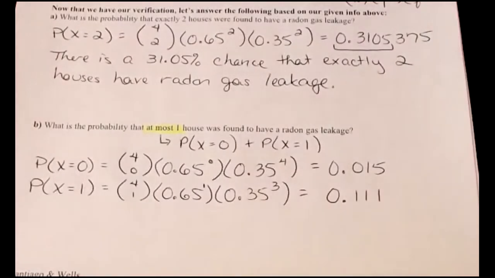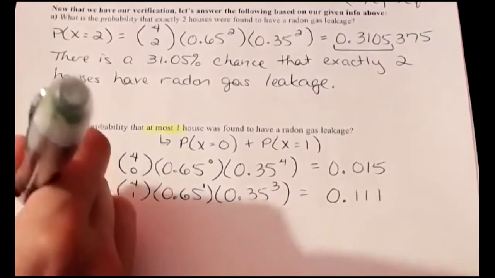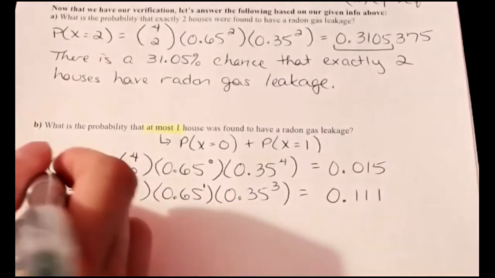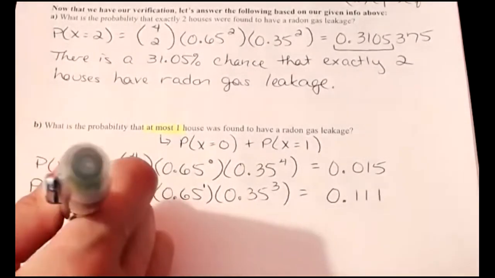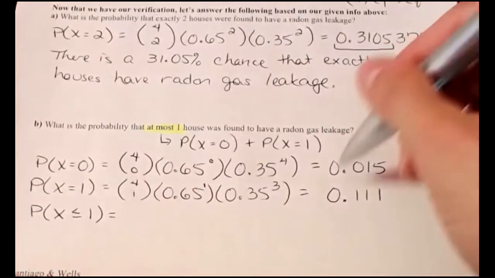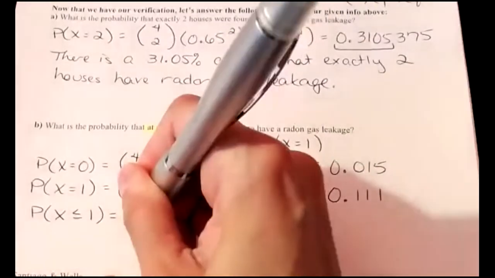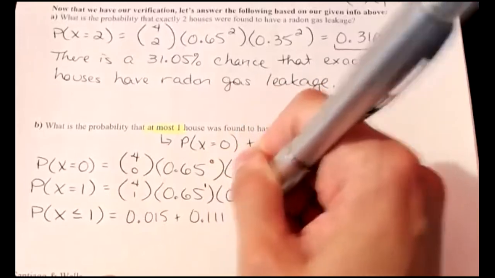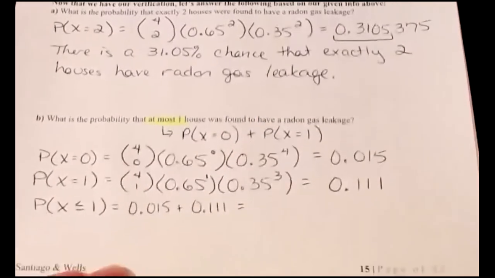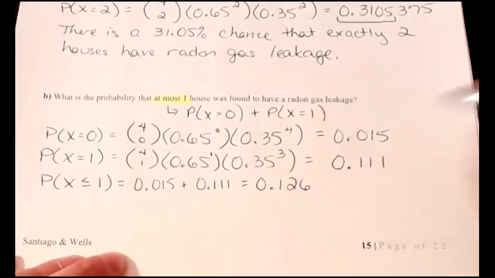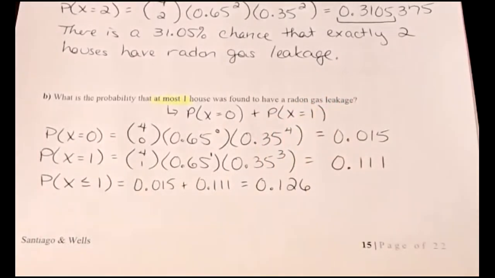Let me know. To find the probability that at most one house was found to have the leakage, so x is less than or equal to 1, exactly what Jenny said, all we have to do is add these 2 probabilities. So 0.015 plus 0.111, that's going to give us a total probability of 0.126. Would somebody tell me the accompanying statement for this problem?